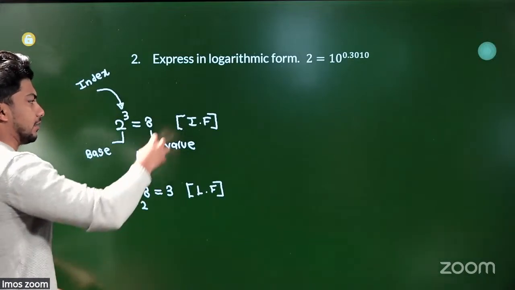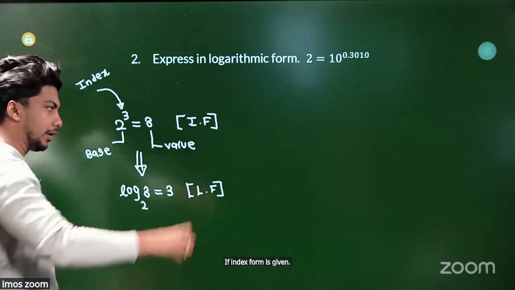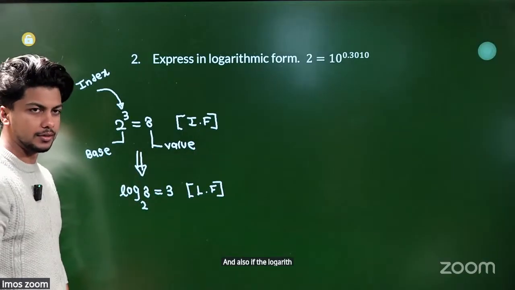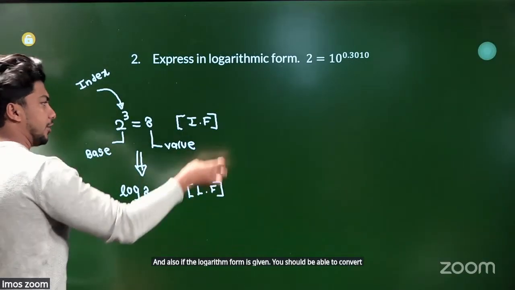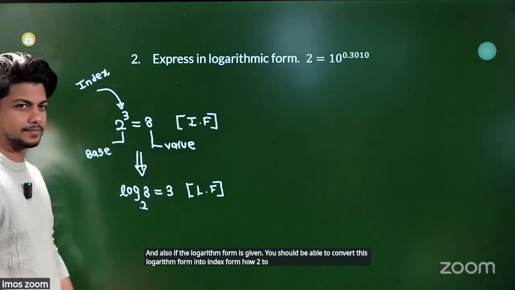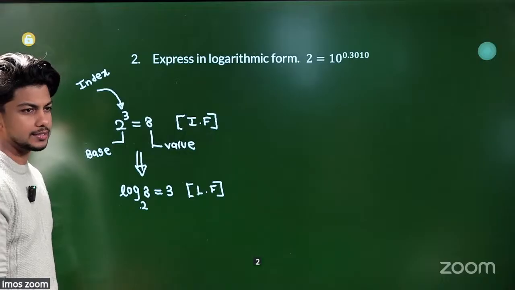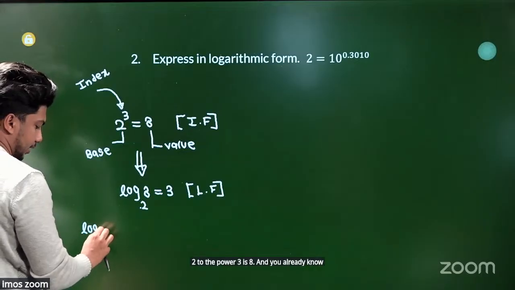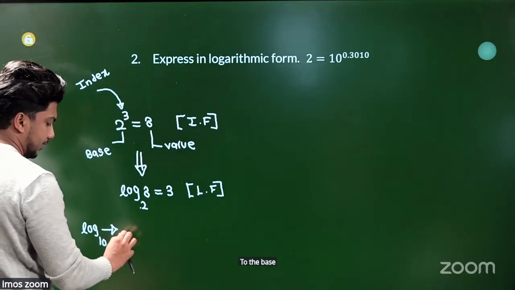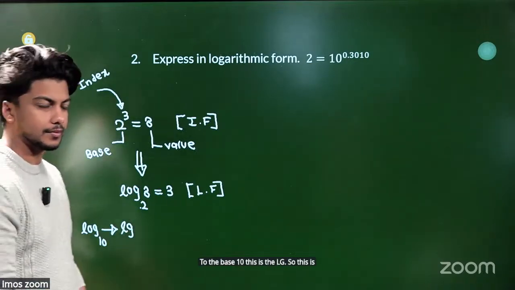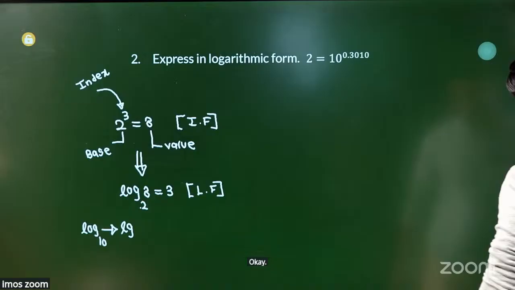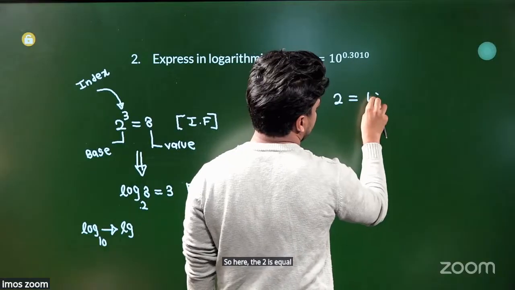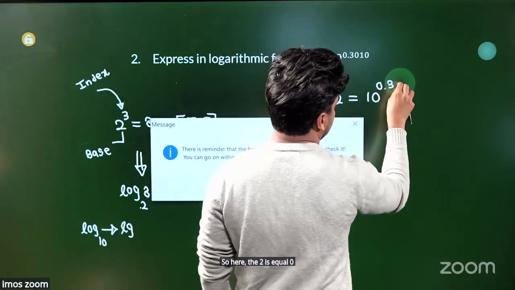If the index form is given, you should be able to convert it to the logarithm form like that. And also if the logarithm form is given, you should be able to convert it into the index form. How? 2 to the power 3 is 8. Right. And you already know log to the base 10. This is the LG. So here 10 to the power of 2 is equal to 0.3010, right?